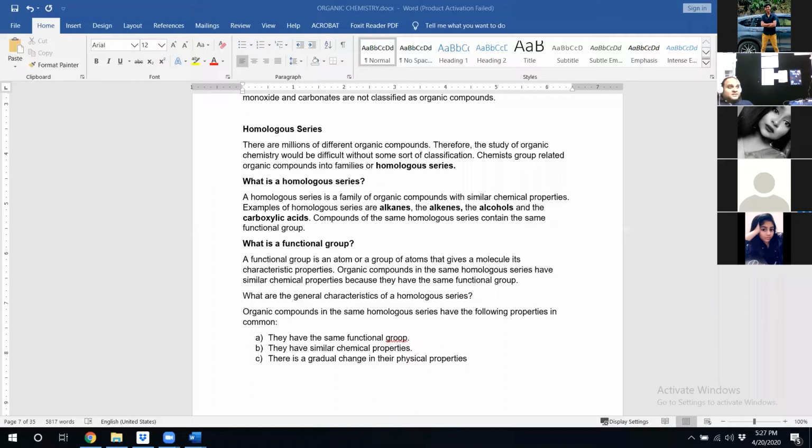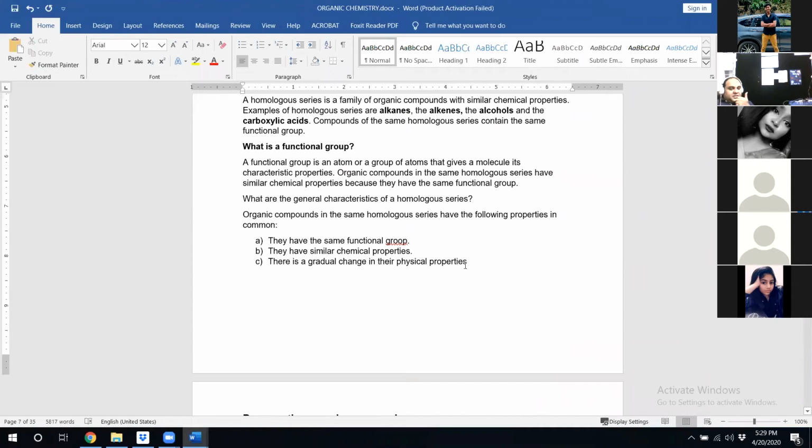And if it's not viscous, oh sorry, if it's less viscous, it cannot flow smoothly. So suppose you have a very dilute liquid, it will easily flow. But if you have a very concentrated liquid, it will not flow very smoothly or very easily. So those are the physical properties, which we will then study individually for alkanes, alkenes, alcohols, and carboxylic acid.